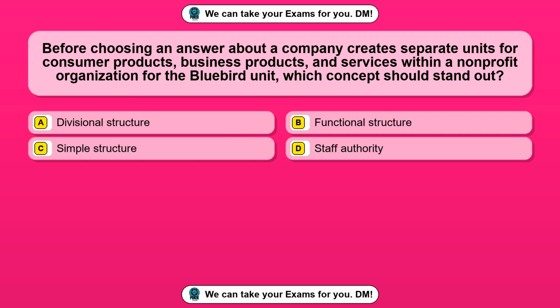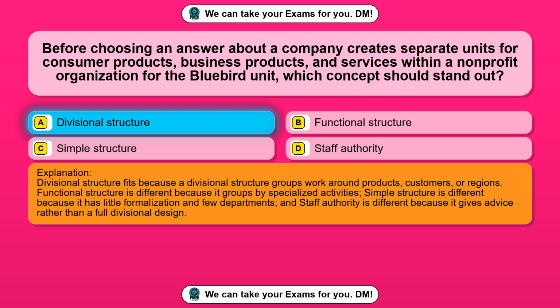Question 75. Before choosing an answer about a company that creates separate units for consumer products, business products, and services within a non-profit organization for the Bluebird unit, which concept should stand out? Option A, divisional structure. Option B, functional structure. Option C, simple structure. Option D, staff authority. The correct answer is option A, divisional structure.